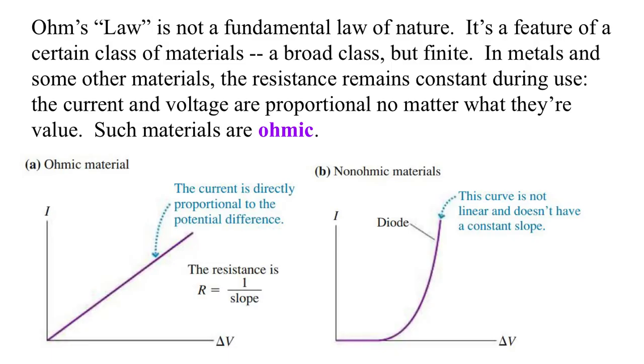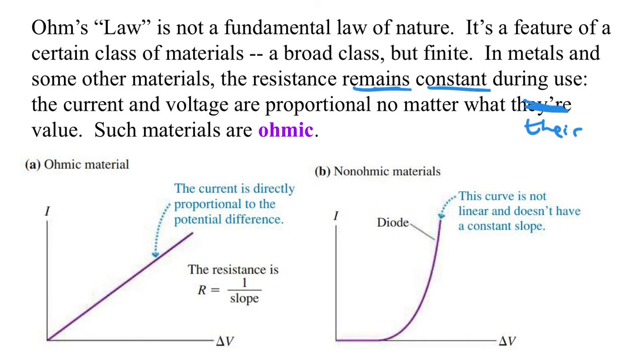It's important to understand that Ohm's law, quote unquote, is not a fundamental law of nature. It's a feature of a certain class of metals, a broad class, but finite. In metals and some other materials, the resistance remains constant. All right, that's the key bit. The current and voltage are always proportional no matter what their value. No matter what. Ooh, very bad. No matter what their value. Sorry about that. Materials that obey that are called ohmic.